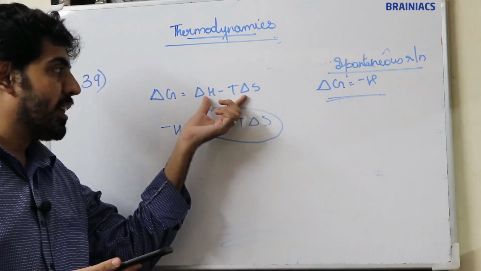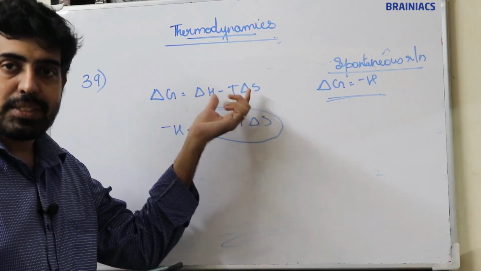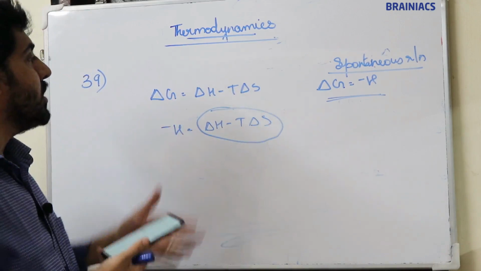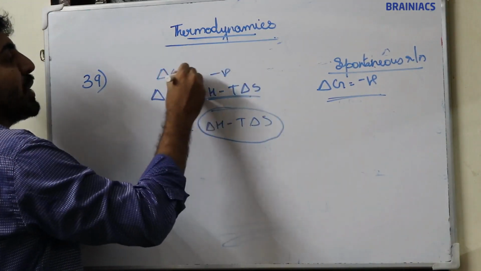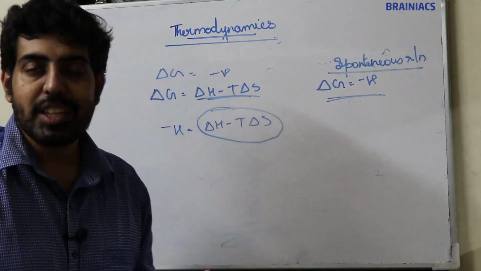If delta H minus T delta S becomes negative, that means delta G will be negative, right? So the reaction is spontaneous. So answer is option 2.